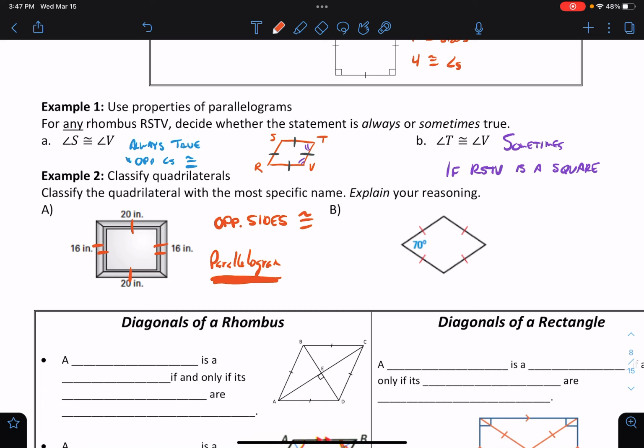Okay. What about for the next one? What's it telling us? It's telling us we've got 4 congruent sides. All right, and we've got one angle that is 70. So we could fill in all the other angles. That opposite is going to be 70. The consecutive interior is going to be 110. So we've got 4 congruent sides. All the angles are not congruent, so the most specific we can get is a rhombus. Okay?